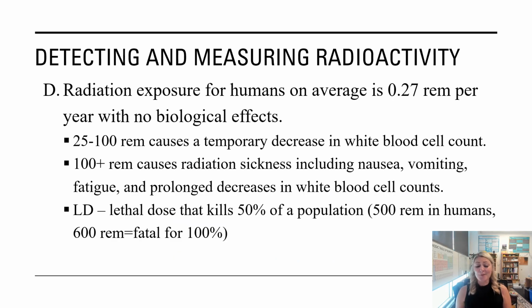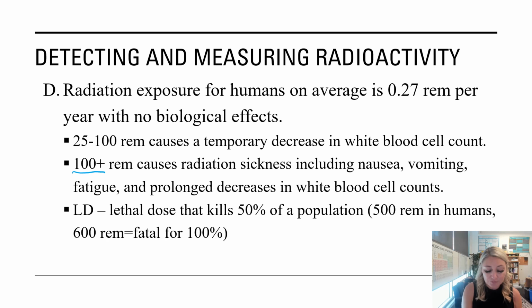Finally, let's talk about what exposure to radiation does to the human body. You have yearly radiation exposure, and the average for humans is 0.27 rems per year. And at this level, you're not going to feel any biological effects. It's not going to be harming you. This is just normal background radiation. When you increase that to 25 to 100 rems, you're going to start to see a temporary decrease in white blood cell counts. This can be problematic because you know your white blood cells are involved in immune defense.